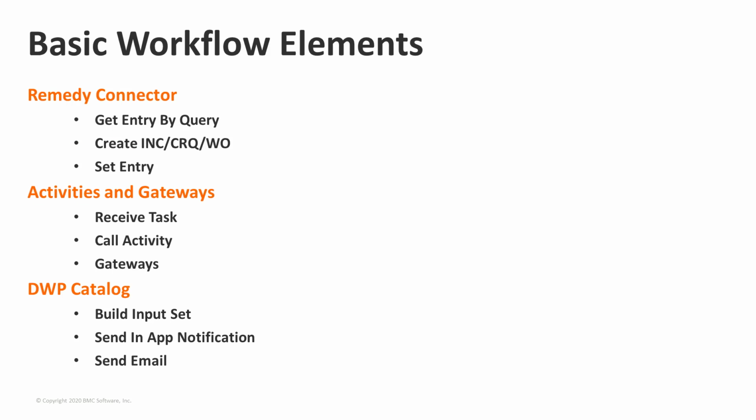All right, what are some of the basic workflow elements. I mean, there are many workflow elements, and all those are in the documentation. I'm just covering some of the key ones here. For the remedy connector, there's a get entry by query that allows you to return data from any object in remedy based on a query that you define.